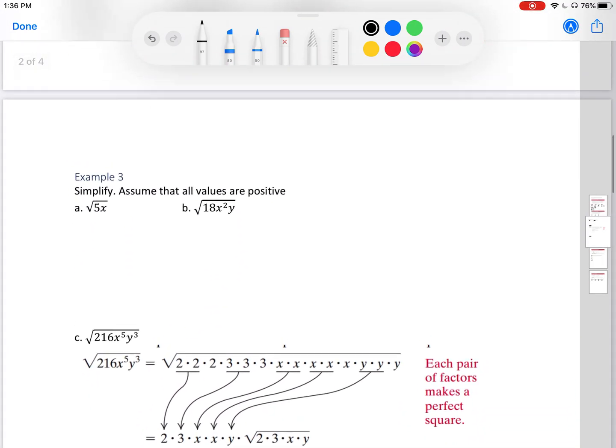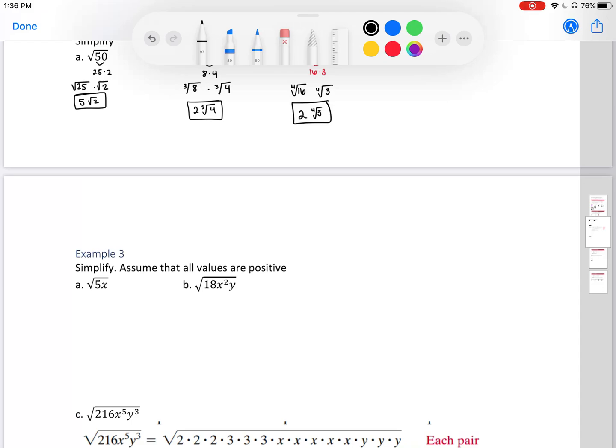Now let's take a look at example 3. Simplify and assume that all values are positive. I have the square root of 5x. Can we simplify that further? No, we can't, right? So we want to look for something that's raised to a power that I can write as a square to get an answer. So that one's just as is. Now we have the square root of 18x squared times 5.